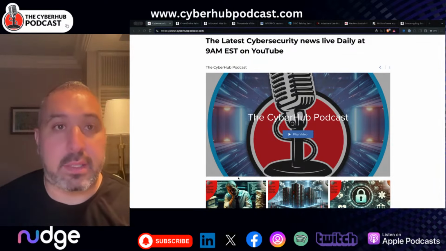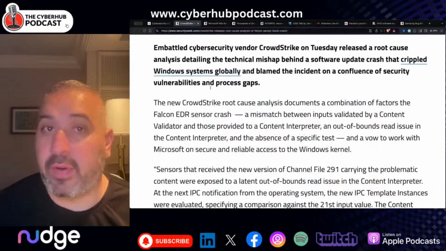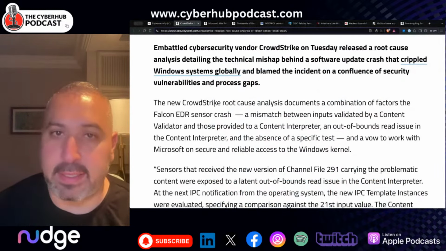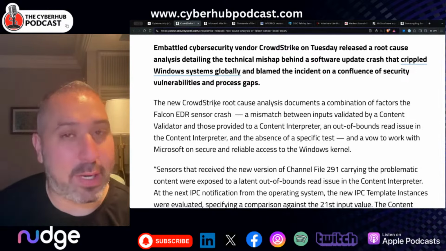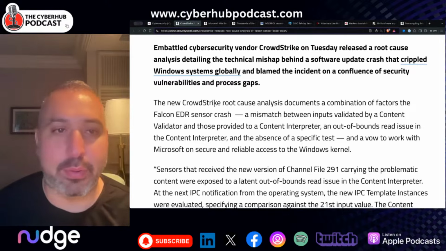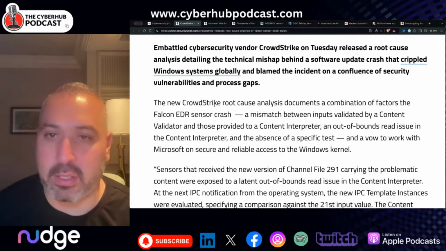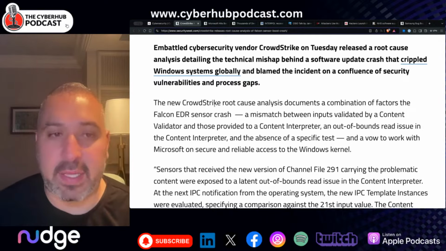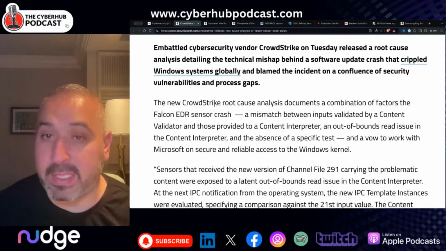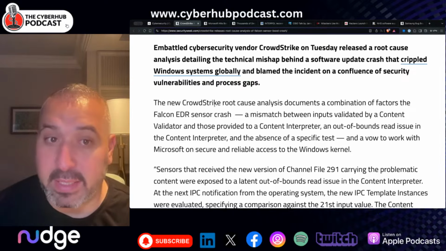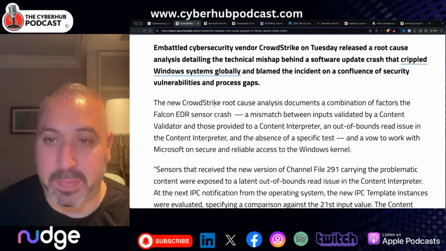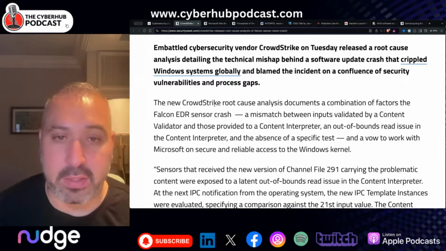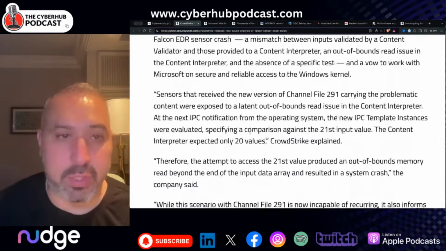All right, let's go ahead and get the ball rolling here with CrowdStrike finally releasing a root cause analysis that details the mishap that really shuttered the global economy for a Friday morning, crossing the Windows blue screen of death. The root cause analysis documents a combination of factors in the Falcon EDR sensor crash. One was a mismatch between inputs that was validated by a content validator and those provided to a content interpreter, which created an out-of-bounds read issue in the content interpreter, and the absence of a specific test, and having to work with Microsoft on secure and reliable access to the Windows kernel.